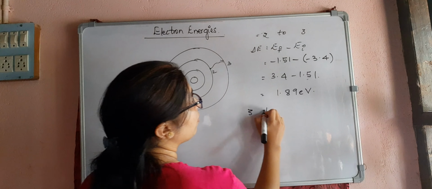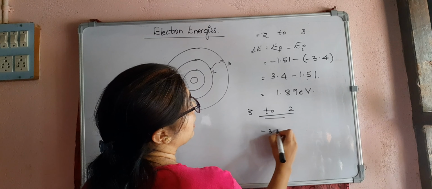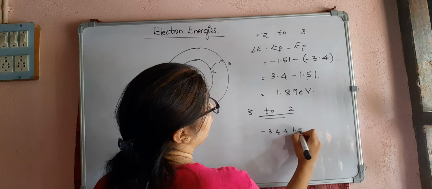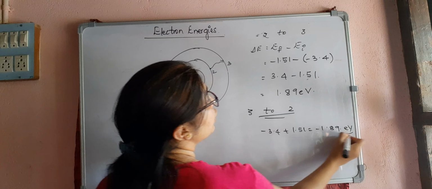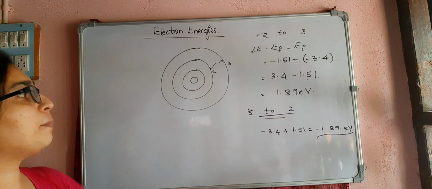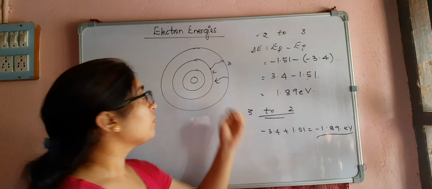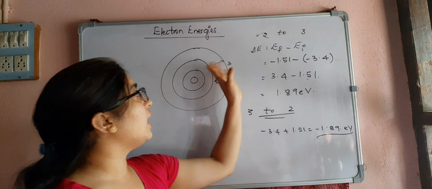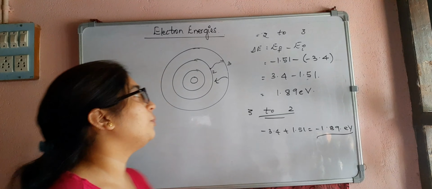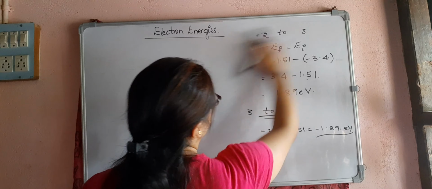Suppose it is going from 3 to 2, then what happens? The same thing, but it is minus 3.4 plus 1.51, which is minus 1.89 electron volt. So in this process, when it comes from 3 to 2, it releases the energy. 1.89 electron volt is released here, and in the other case it is absorbed. So these are your electron energies.